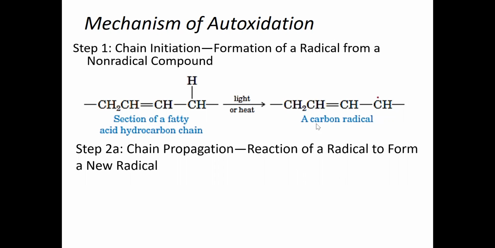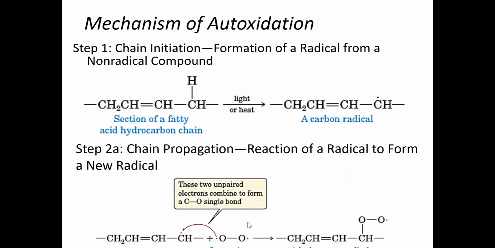After you form your radical, there's a chain propagation step. You get a bond formation with the oxygen, which is a diradical. If you remember the Lewis structure of oxygen, it's O double bond O, but in the presence of light, the pi bond is cleaved and you have a diradical of oxygen. One electron from the carbon and one electron from the oxygen form a bond, and your radical is now on the oxygen.